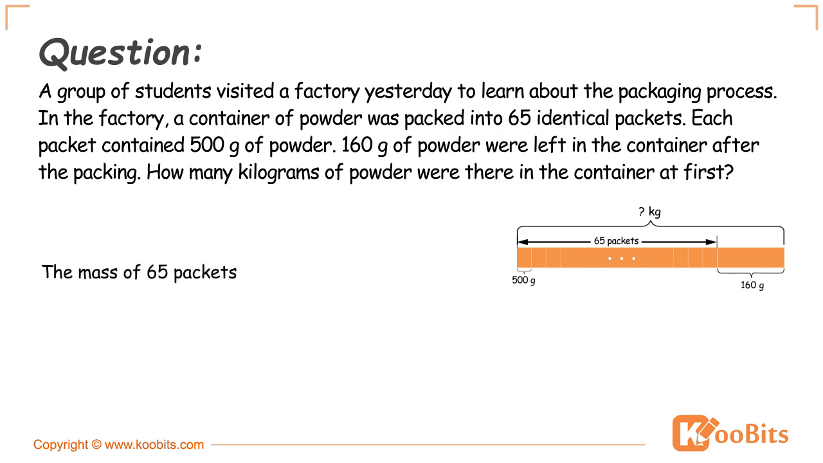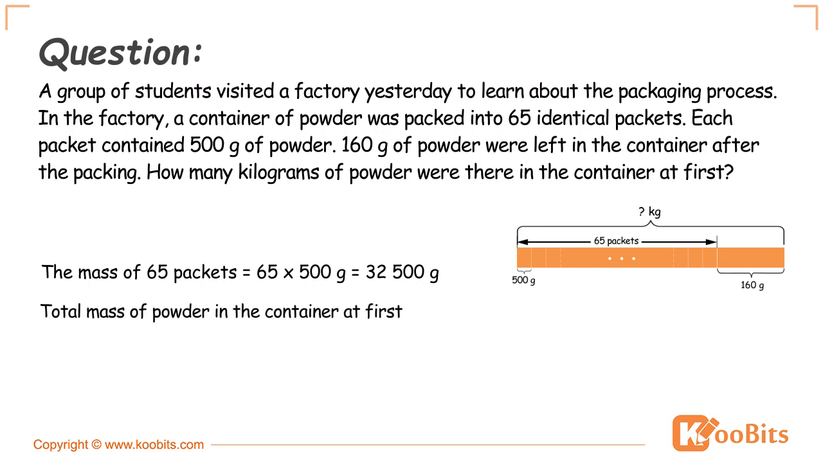The mass of 65 packets altogether is equal to 500 grams multiplied by 65. This is equal to 32,500 grams. Now, let's add the two parts in the diagram to find the total mass of powder there was in the container at first. 32,500 grams plus 160 grams equals 32,660 grams. Do you recall that we were asked to leave our answer in units of kilograms?